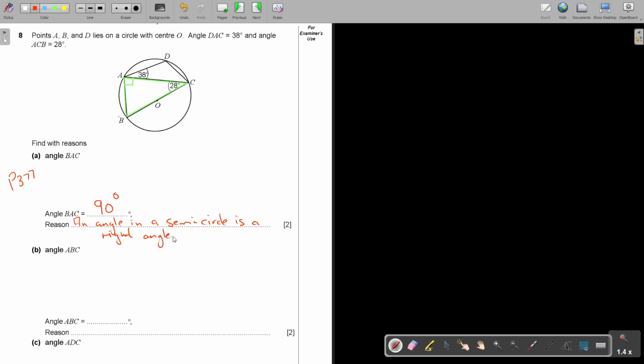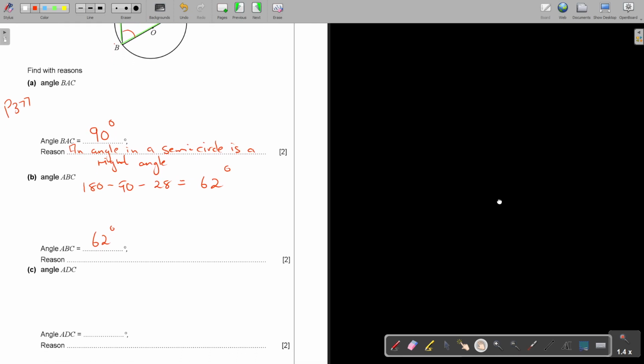Now, the next one, angle ABC. Usually they help you because now it's a triangle, the green, and you have two angles because you know that's 90. So now it's easy to find that one. You can either just say 90 minus 28 or say 180 minus 90 minus 28, but at the end, as long as you came to 62. All the angles of a triangle add up to 180. And now I'm going to tell that reason.